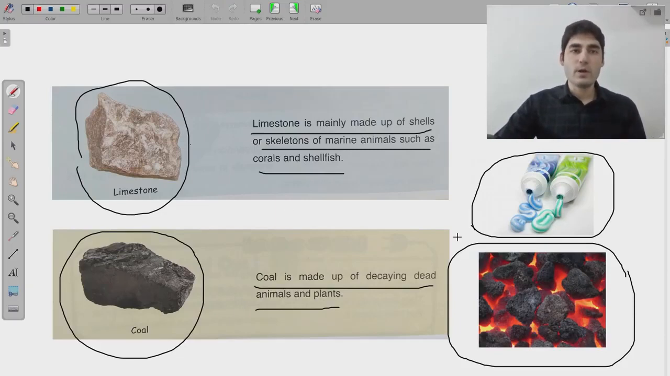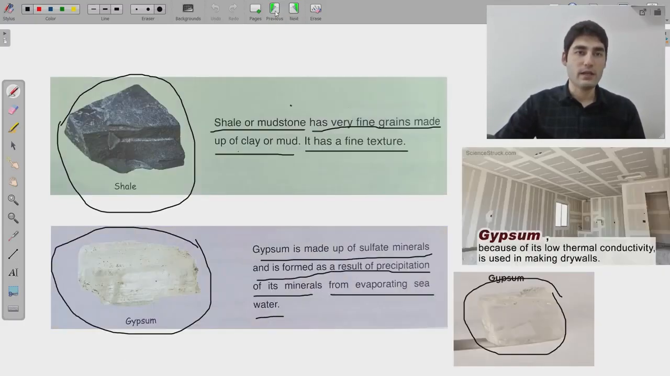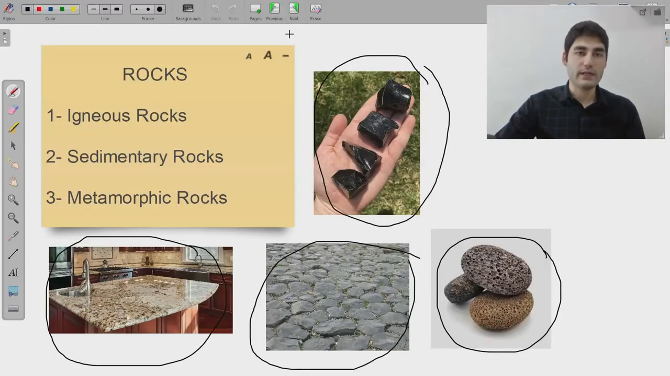So what did we learn this week? We learned about sedimentary rocks. Okay, let's go back and I'll show you again. First, last week, we learned about the igneous rocks, which are obsidian, granite, basalt, pumice. You can repeat after me, by the way. Let's say igneous rocks: obsidian, granite, basalt, pumice.